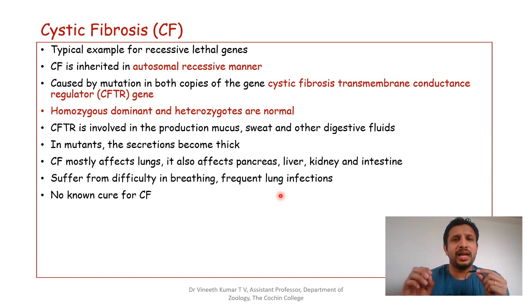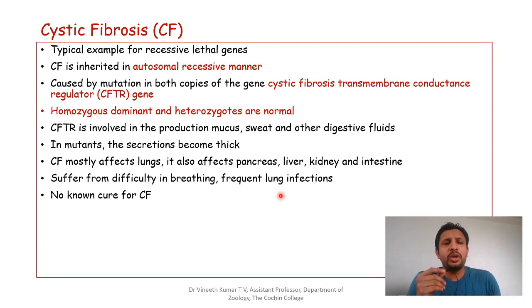So what happens in this case is that the mucus becomes thick. As a result, it will not have the proper function. And such individuals will always be prone to lung infections, chest congestions, etc. They will also be affected, as I said, wherever you have mucous membrane, such areas will be affected, like the liver, the intestine, the pancreas, the sweat glands, etc. All this will be affected because of this CFTR gene, and they suffer mainly with difficulty in breathing and frequent lung infections.